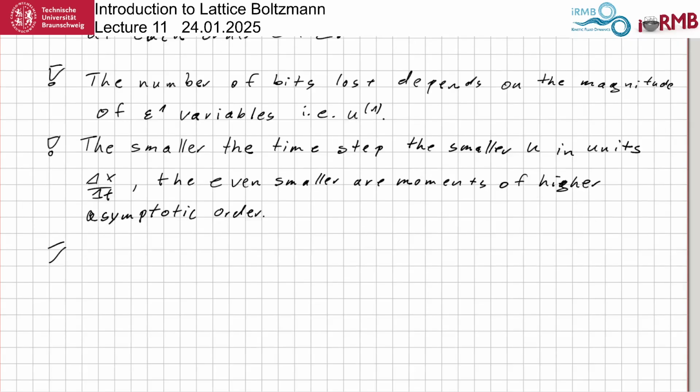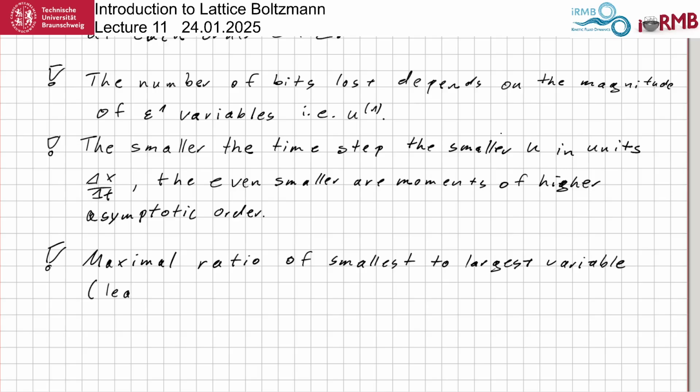Okay, now we can look, for example, at what is the maximal ratio of the smallest to largest variable, under the assumption that the smallest variable is represented by a single bit, which of course makes no sense at all, but let's think about it like this, leaving only a single significant bit for the smallest variable.